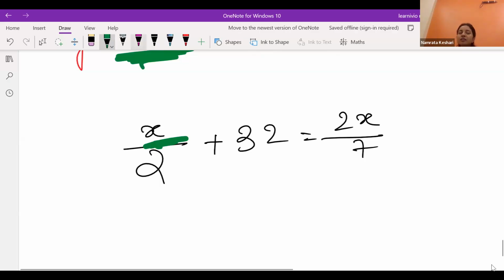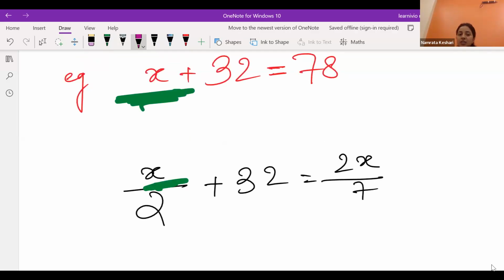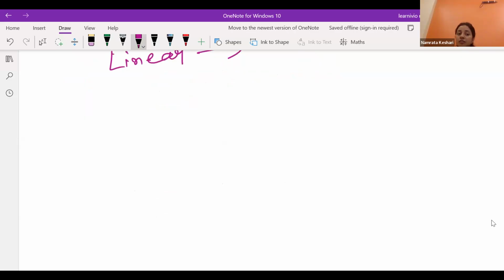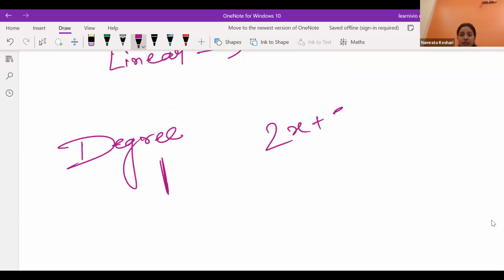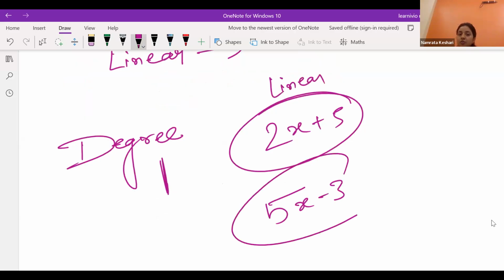Now are you able to connect where this linear terminology came from? Linear means where the highest power, that is, recall when you were learning the polynomial chapter, I told you when the degree of the polynomial is 1, it's linear, right? Yes, ma'am. The degree of the polynomial is 1. For example, 5x minus 3 is linear. This is a linear polynomial. So actually linear came from there only.